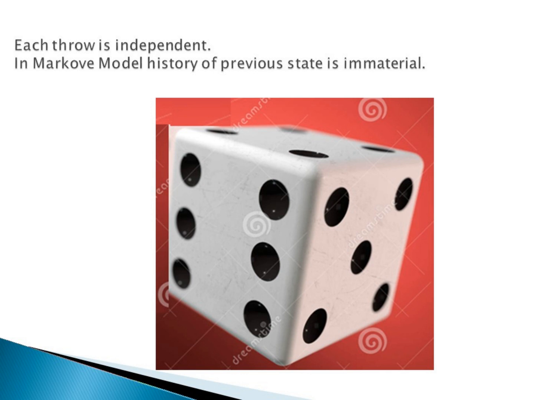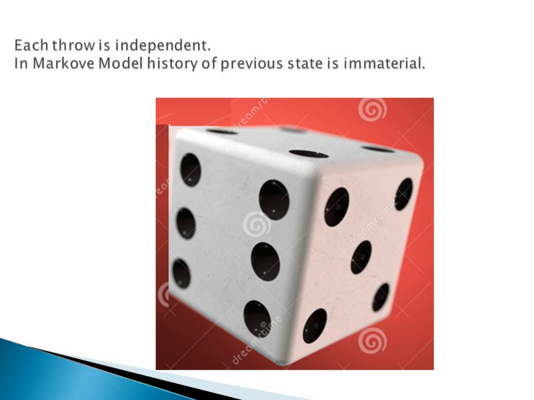But we know that each throw is independent. It does not depend upon the previous action. In a Markov process, the change is the transition from one value to the next. A Markov process is characterized by the property that the change is dependent only on the current state. The history of previous states is immaterial.